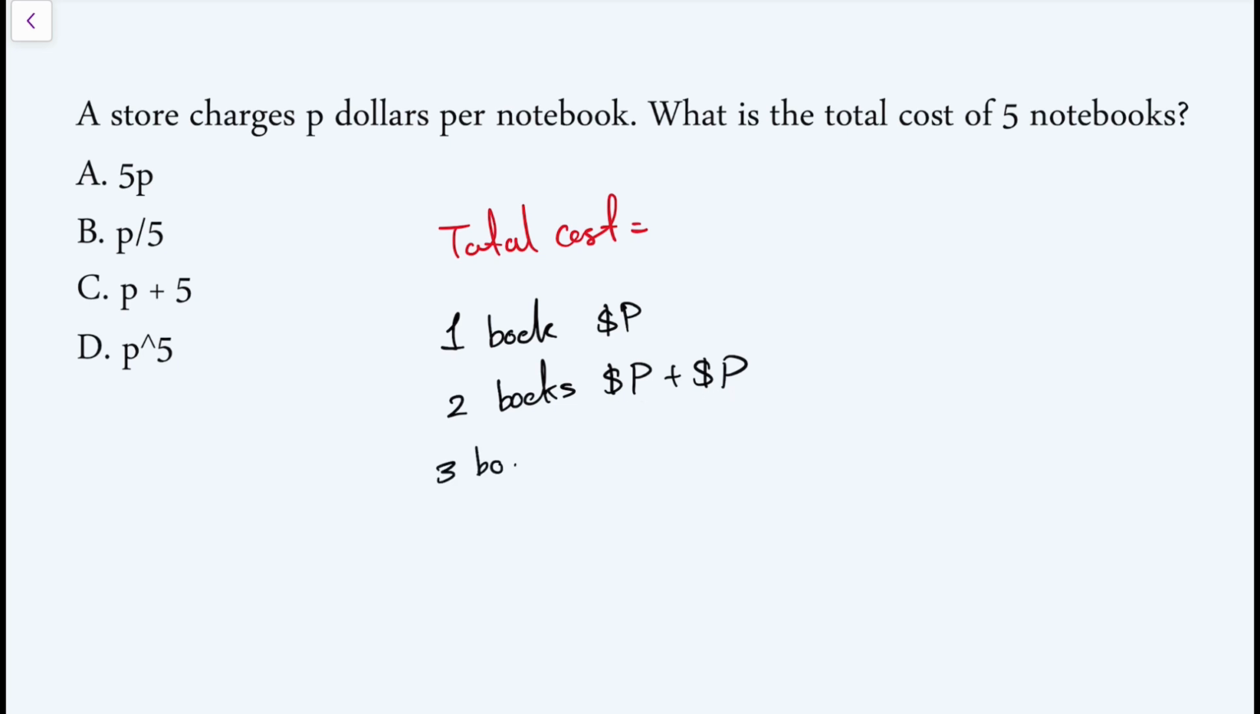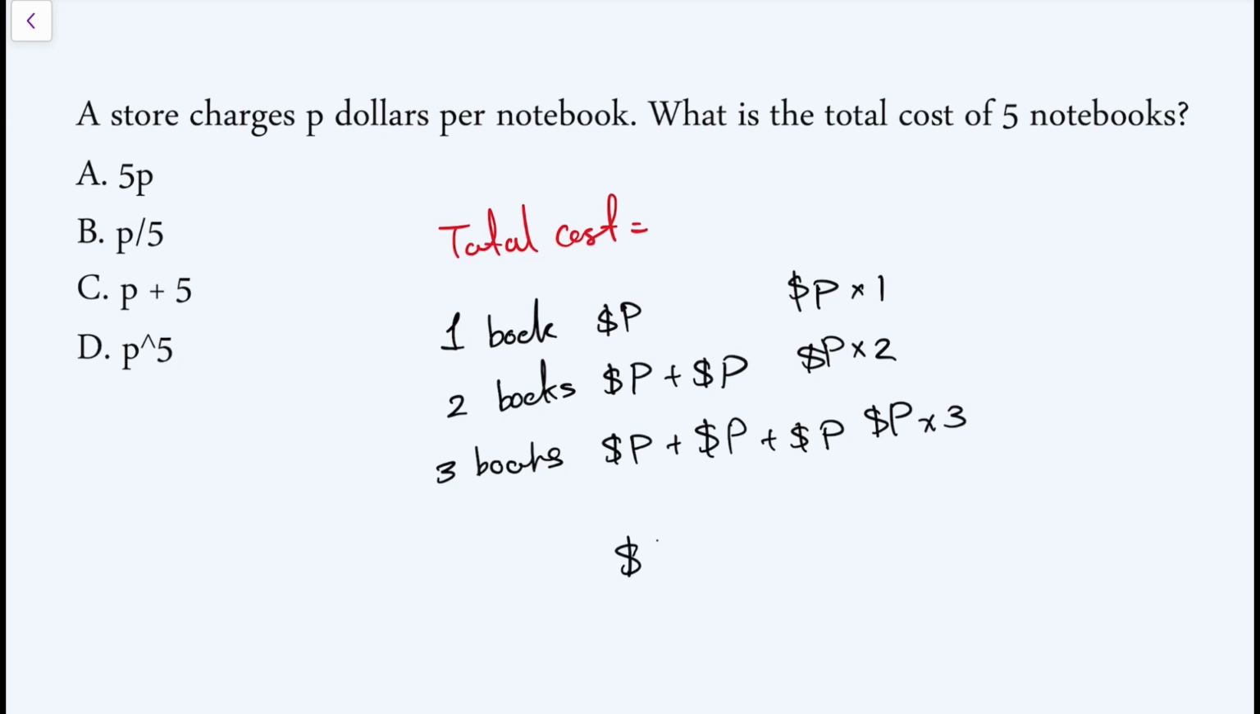3 books is 1 plus the second plus the third. Again, we see this pattern of P times 1, P times 2 books, and then the P dollars times 3. And again, we see the pattern, so the P dollars times the number of notebooks, which is 5. Right? That's what we're saying, because we have 5 notebooks. Well, the total cost is going to be the price times 5 notebooks.